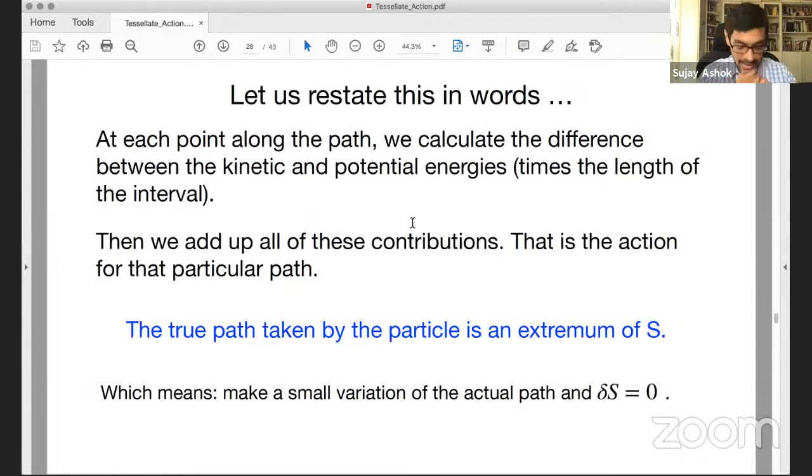So let me just again, I'm sorry to bore the people who know this already, but I'm saying it now in English. At each point along the path, we calculate the difference between the kinetic and potential energies, times the length of the interval. That is the contribution to the action from that interval. I add up all the contributions. That's the action for that path. And exactly like we did for the principle of least time, the true path extremises S. What that means is, if I take a path and make a slightly different path, the variation in the action should be 0. Remember that curve, the t versus x that I had. It's flat at the bottom. Which means that a small variation should not change the action.